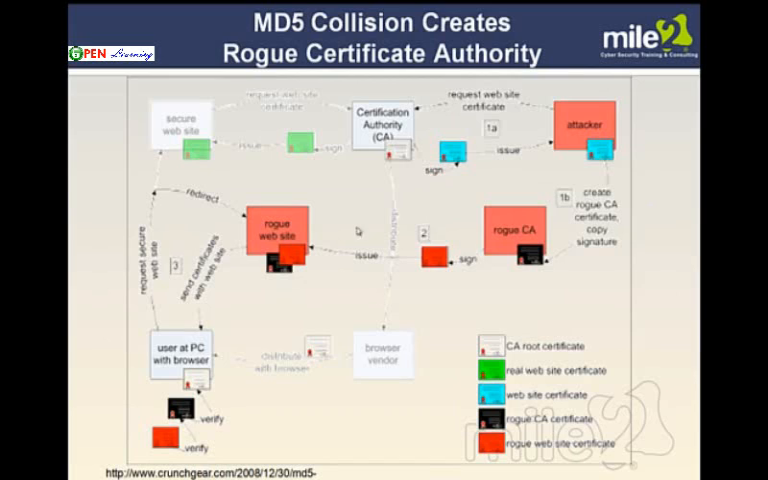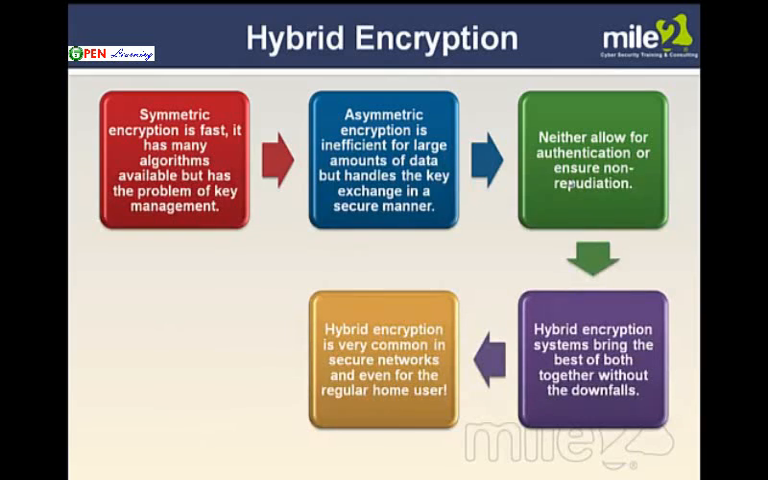And of course, the MD5, they were showing MD5 collision creates rogue unauthorized certificate authority. With the weaker hashing algorithms, you're not really going to necessarily have the peace of mind and the sense of security, because you are potentially using a weaker hashing algorithm and it may not be as trustworthy.